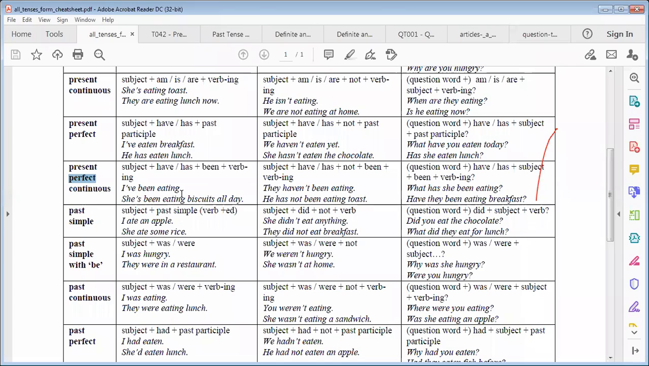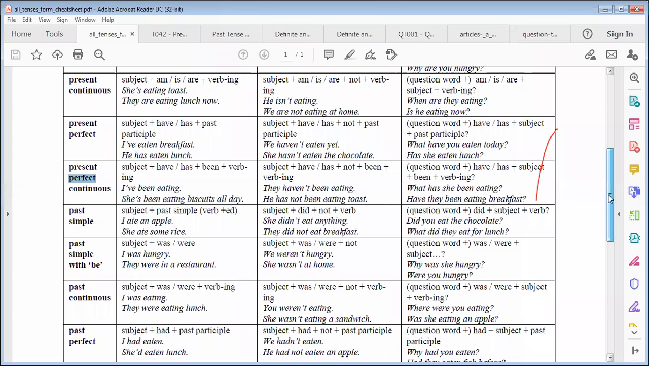To form a negative sentence, what you will do? You will put negation after the helping verb and before the main verb. They have not been eating. He has not been eating toast. How to form a question? You have question word plus has or have plus subject plus been plus verb plus ing. So look at the structures. The sequence is exactly the same. What is changing? Your verb forms. So a sentence itself can be modified into a question. You just swap the places of subject and verb. Then you get a question.